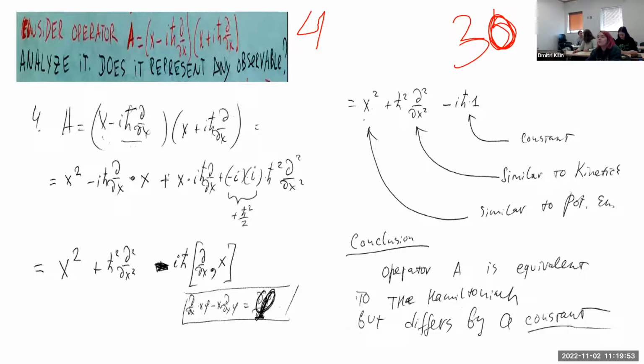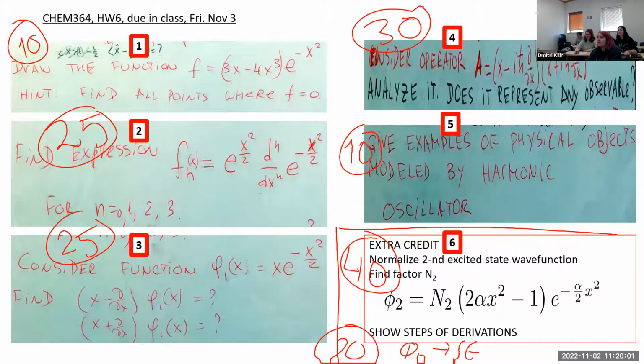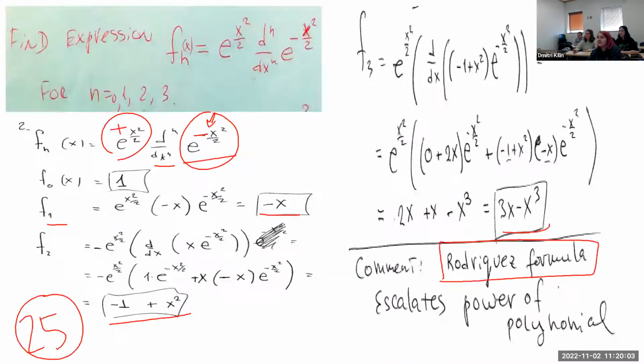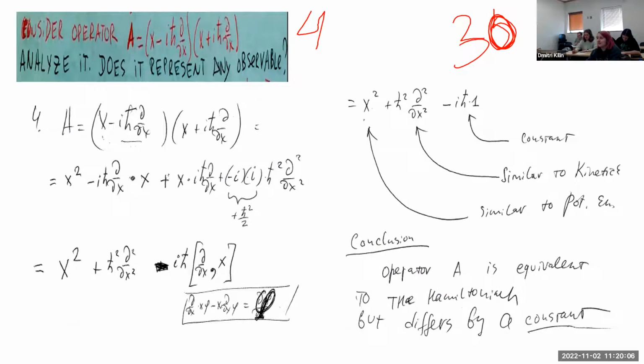What was asked in this question? Let me track back because I don't remember how the question was. Your question was fine. Analyze: does it correspond to any observable, right? Yes. The question is 30 points. Yes, it's mathematically simple, but it is philosophically important.